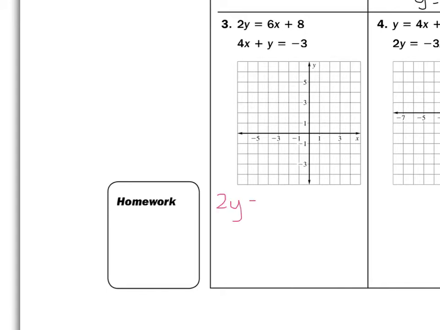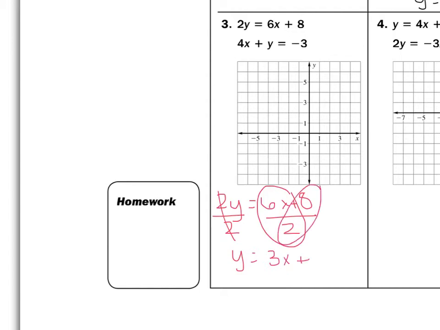2y equals 6x plus 8. I don't have anything to add or subtract from the left side, but I am going to divide by 2 on both sides. Those 2's cancel out. You're left with y equals 6 divided by 2 is 3x plus 8 divided by 2 is 4. So that one is going to cross at 4 and have a slope of 3 over 1.